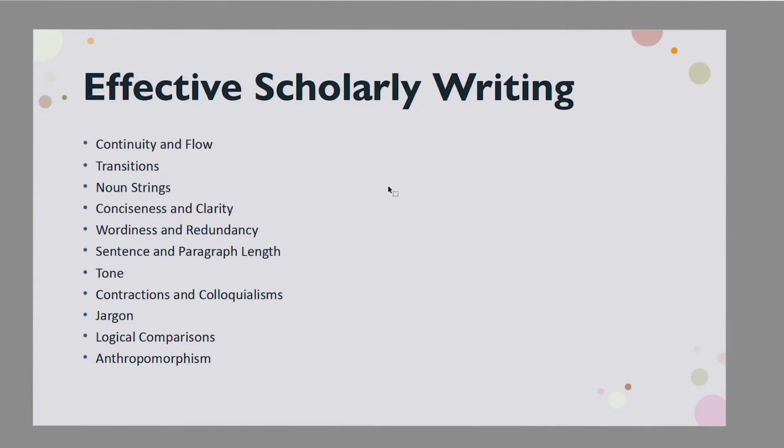So let's just do a quick review of effective scholarly writing. To effectively write in a scholarly and academic way, we need to ensure we have continuity and flow, transitions, avoiding noun strings. We need conciseness and clarity. We need to avoid wordiness and redundancy. And in so doing, we can have clearer sentences, and our paragraph length can correspond to what we're trying to get across. An introductory sentence, a conclusion sentence, and then supporting information in between.